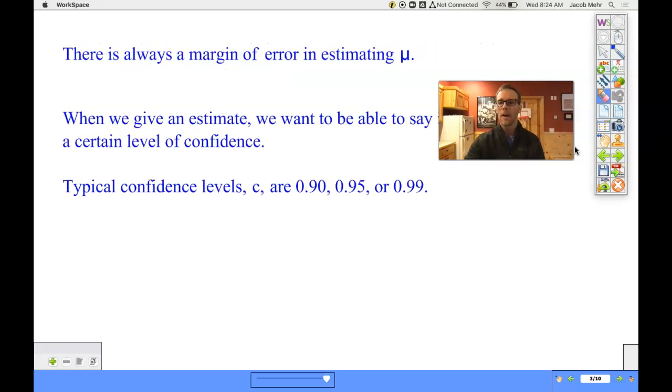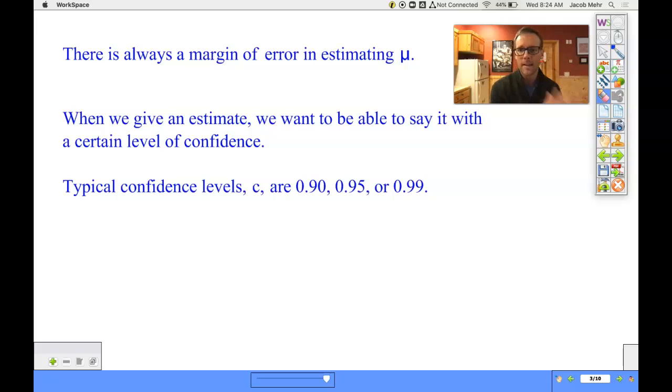Okay. Now, whenever I'm estimating mu, I'm taking a sample, I'm finding an X bar, and I'm saying X bar is my estimate of mu, but there's always error in that, right? There's no way to know exactly what the population mean is unless we can have access to the entire population and find its mean, okay? So when we give our estimate, because there's a margin of error, we could be off a little bit, okay? We want to be able to say our estimate with a certain level of confidence, such as 90%, 95%, or 99%. Those are our confidence levels. We're going to use the letter C for how confident we are. All right?